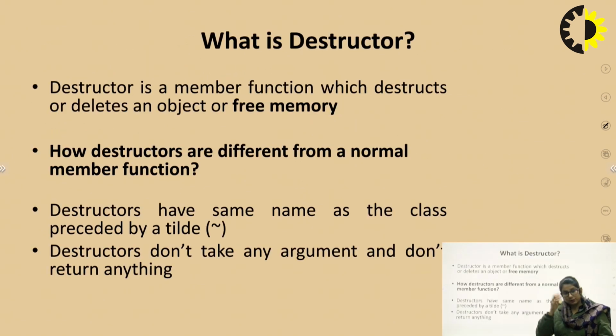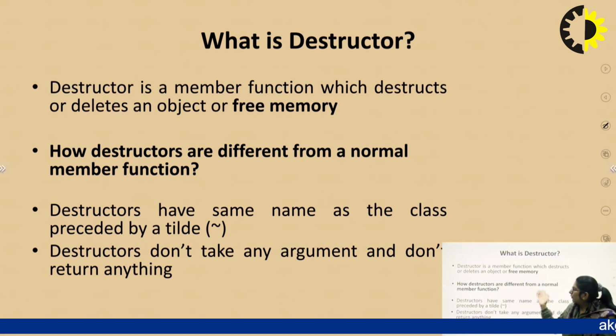Now we have studied the constructor. So there is a concept opposite to that, that is the destructor. It's a member function which is used to free the memory that gets allocated by the objects. Whatever memory is consumed by the object, it will get deallocated by the destructor.